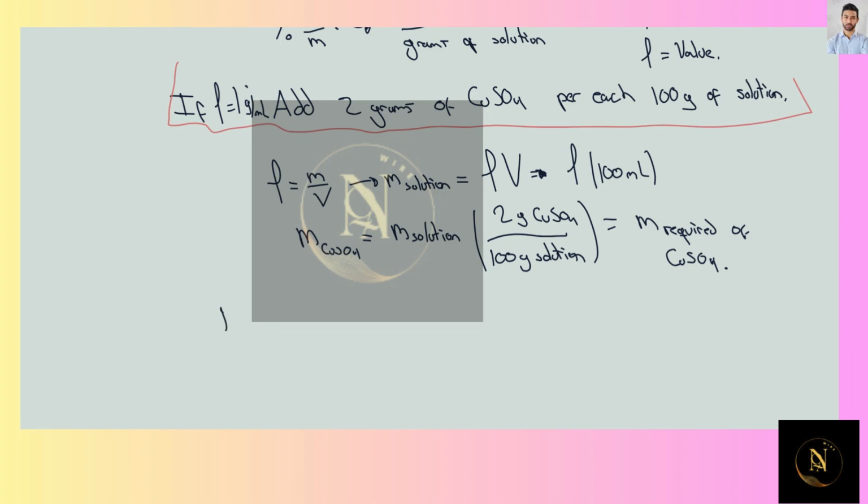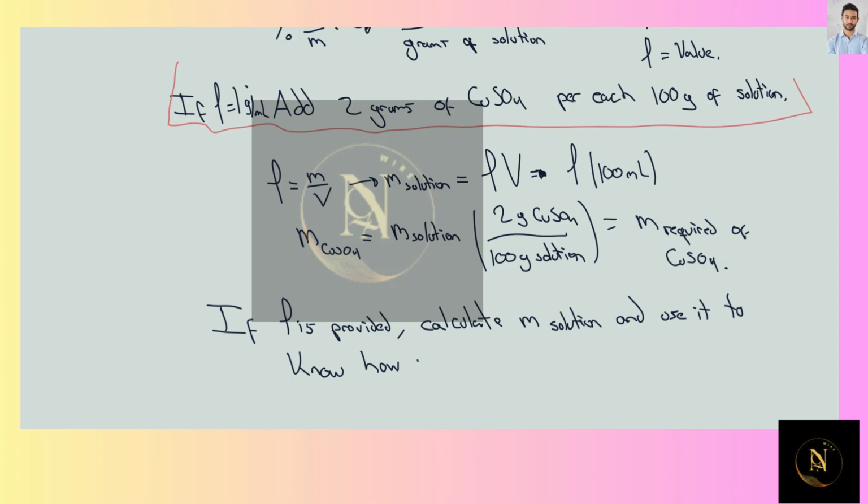So, if density is provided, what you need to do is calculate the mass of the solution and use it to know how much copper sulfate you need to add.